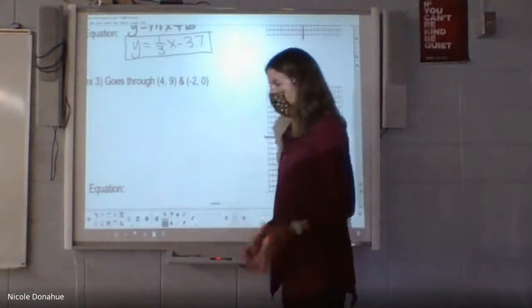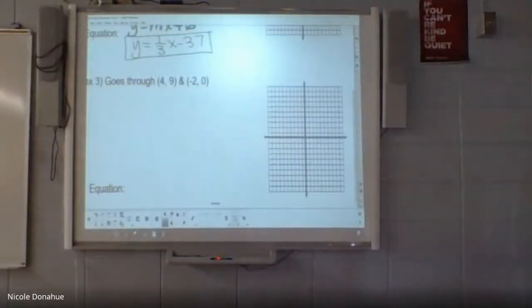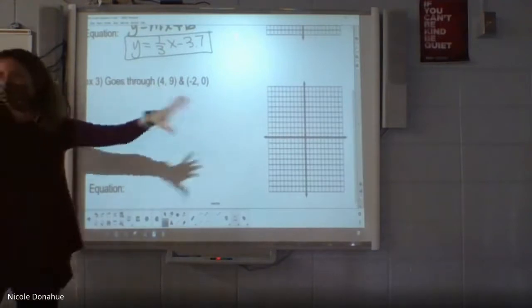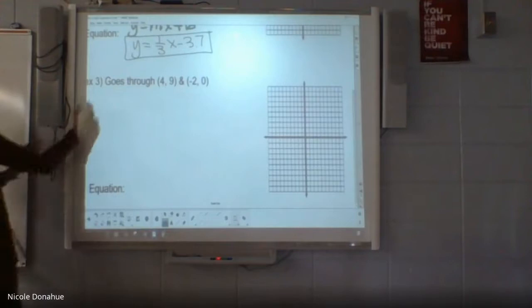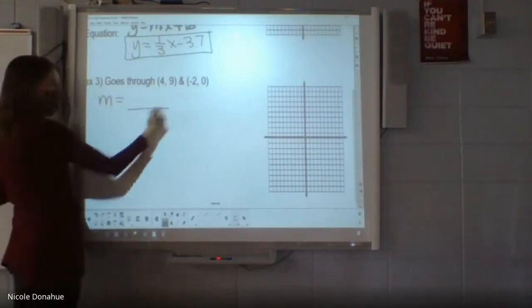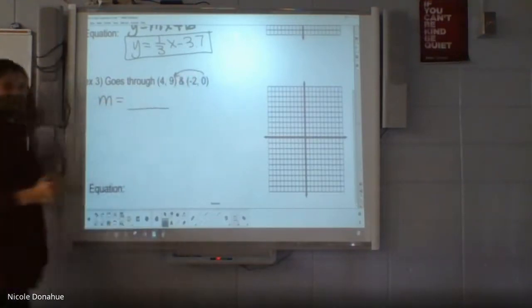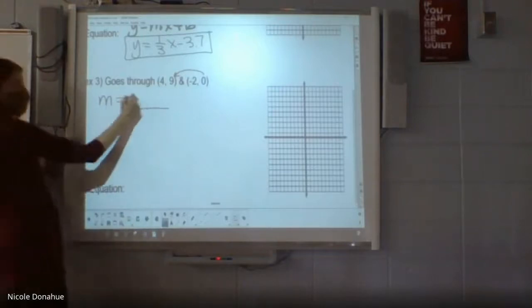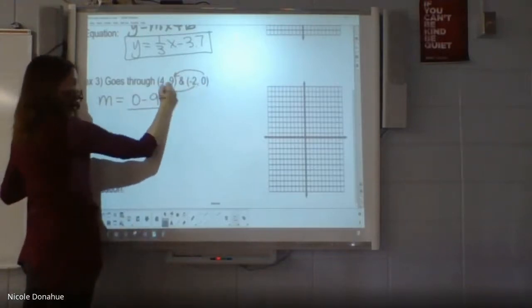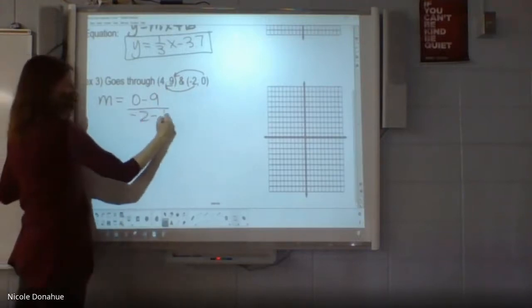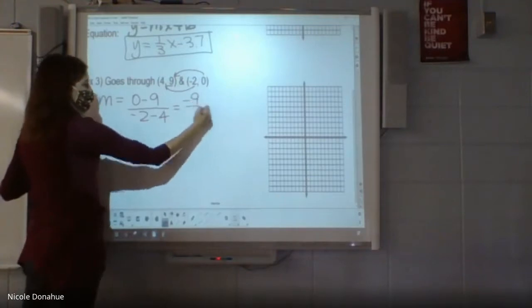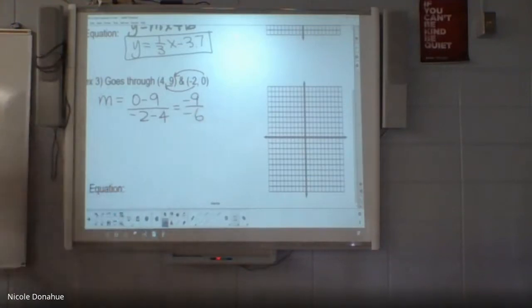I know it's confusing. So slope-intercept form is y equals mx plus b. The slope equation is y minus y over x minus x. Now you could graph it and do that. I didn't necessarily want you to do that, but that's fine if you did. But remember, we can still do slope this way. We did this the last couple days of class, where I can do 0 minus 9, and then -2 minus 4. So I get -9 over -6.